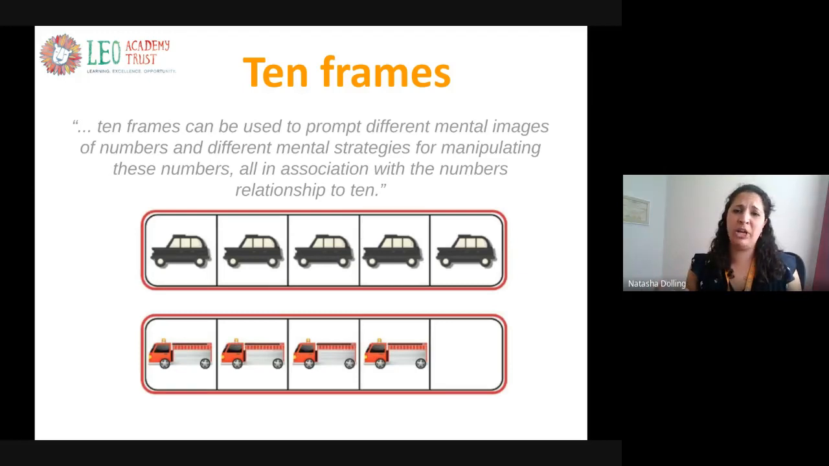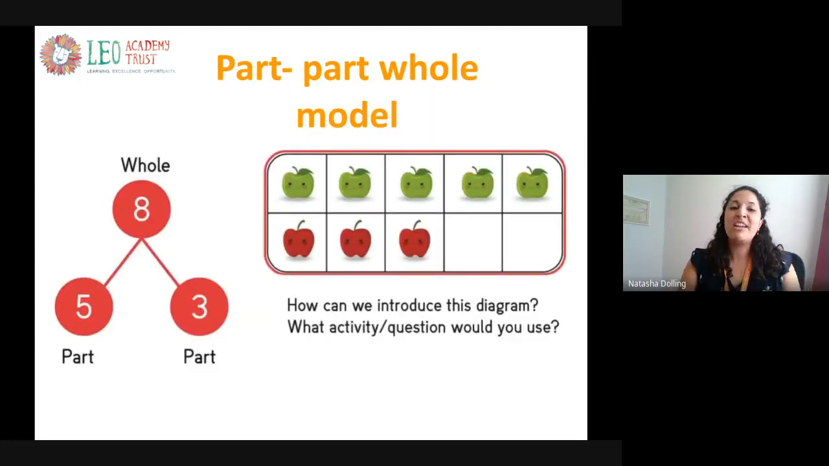All the things that you can pull out of that before we even bring numbers into it, before we even have to look at putting a 5 next to the taxis and the 4 next to the engines. It's just focusing on the relationships and making those connections. So that's just one, and it's a whistle-stop tour of tens frames. The other one, which again, I hope you're familiar with, is the part-part-whole model.